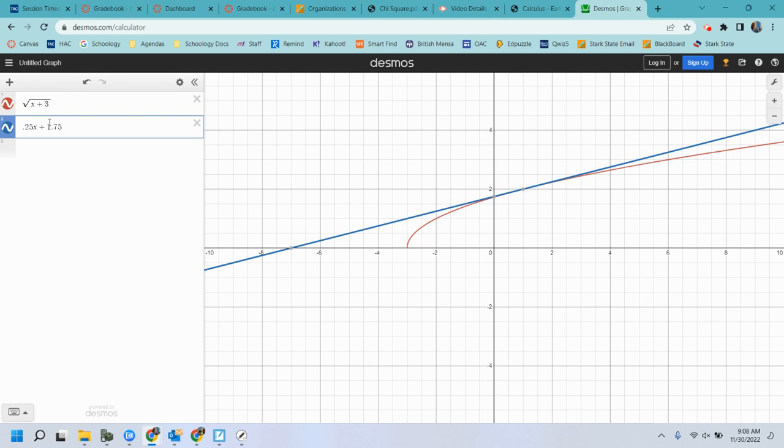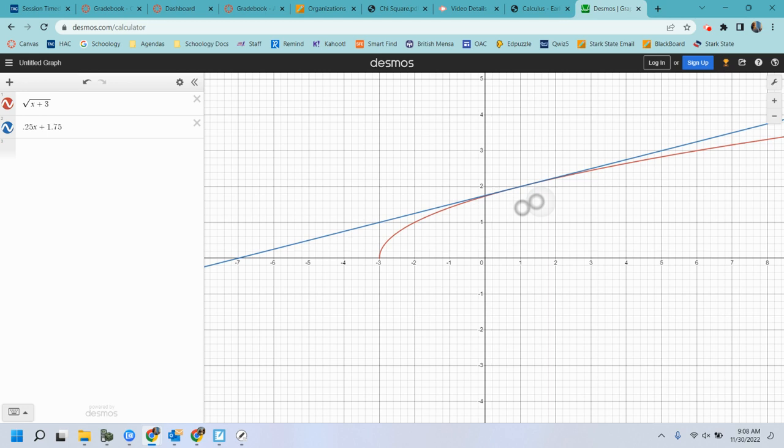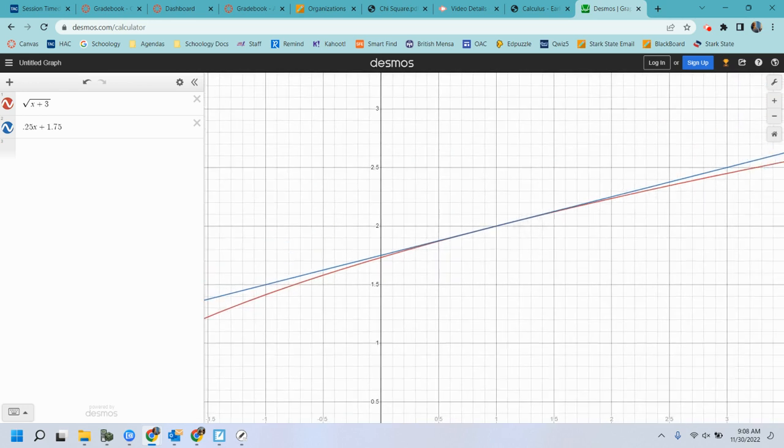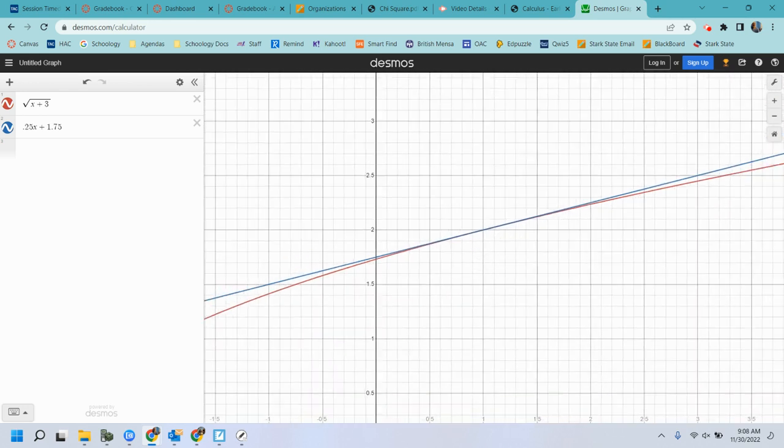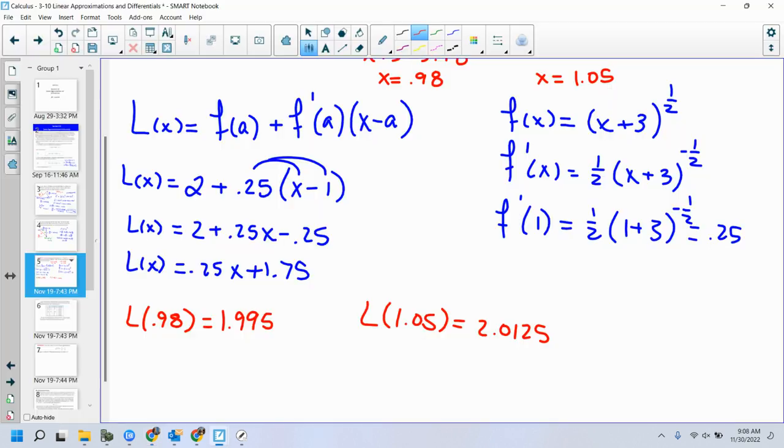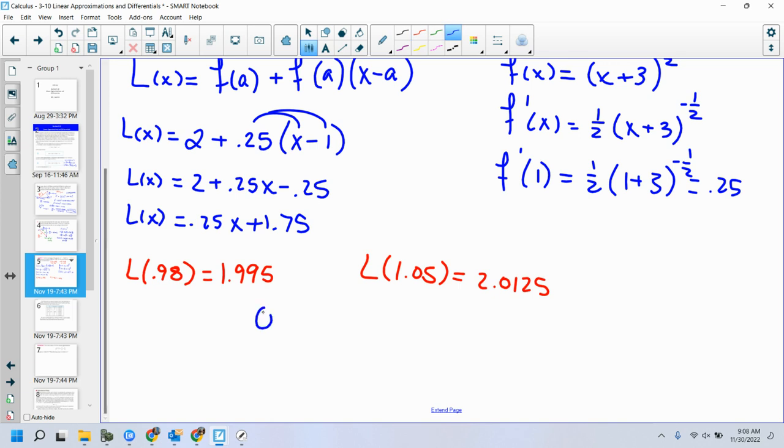Is the linear approximation an overestimate or an underestimate at 1? Let's zoom in. Is my blue line tangentially above the square root or below? Above. So are those values overestimates or underestimates? Those are overestimates, and we see that based on the graph. These are both overestimates.